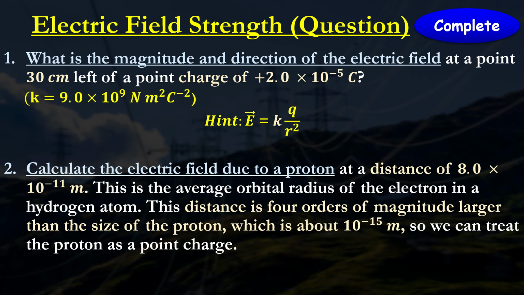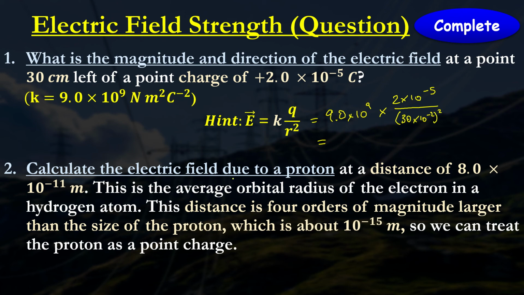Okay, so let's quickly calculate and see what the magnitude and direction of our electric field is here. We have a positive charge, so we substitute our numbers in. The K constant is 9.0 times 10 to the power 9, times the charge, which is 2 times 10 to the minus 5 coulombs, divided by 30 centimeters, which needs to be converted into meters. I'll leave that working out there. I'll come to this question first and then we'll go through the answers.